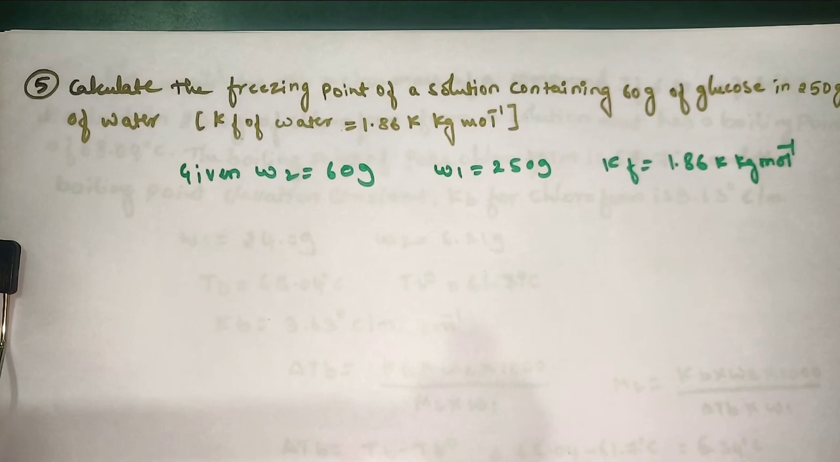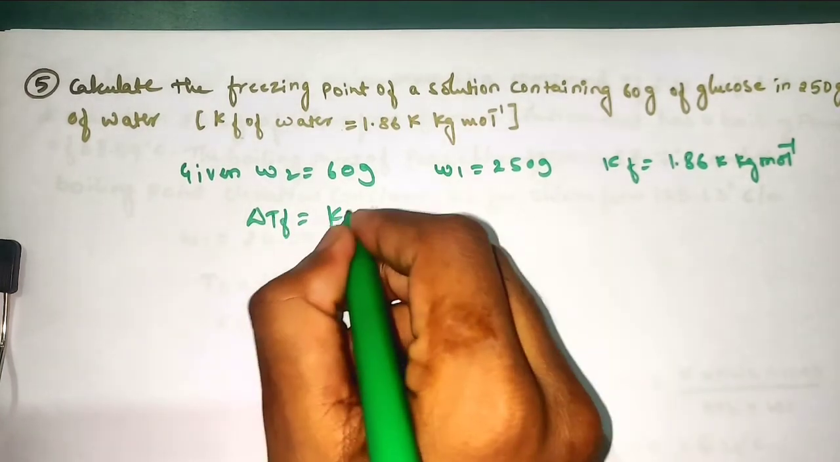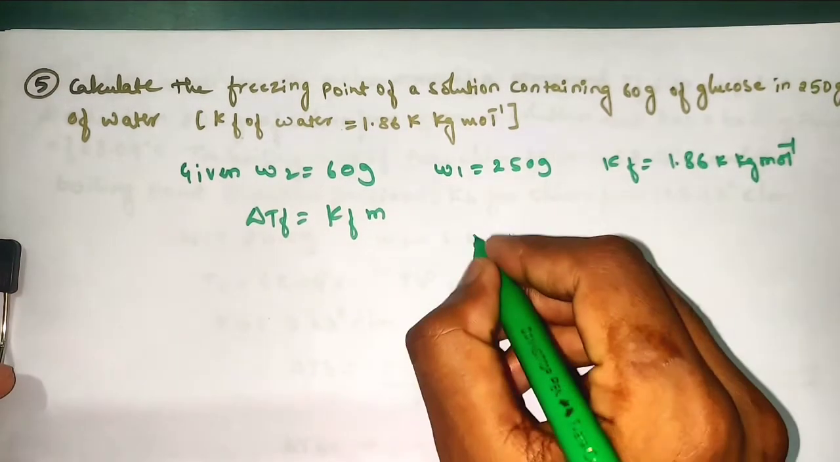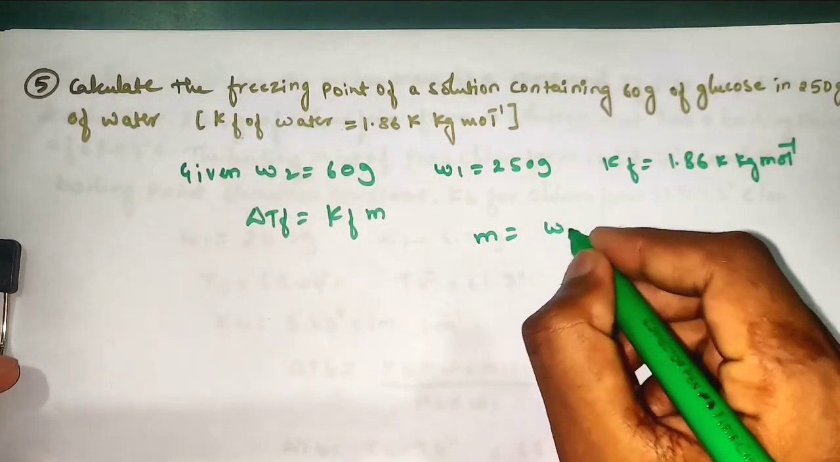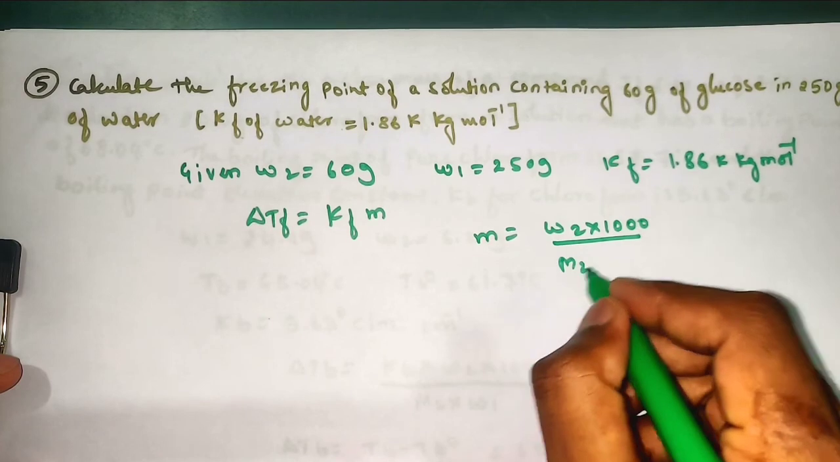We also know the depression in freezing point formula, that is delta Tf is equal to Kf into molality. If you know the molality, then we can find out delta Tf easily. So first we need to calculate the molality by using the given. Molality is equal to W2 into 1000 upon M2 into W1.